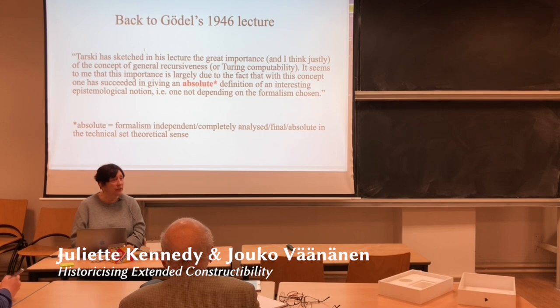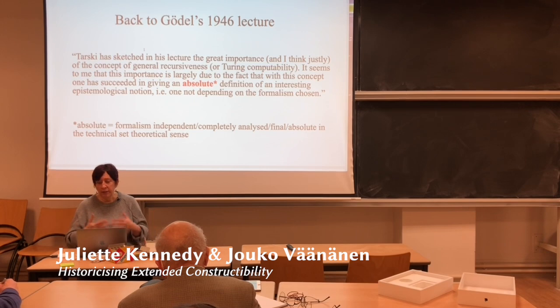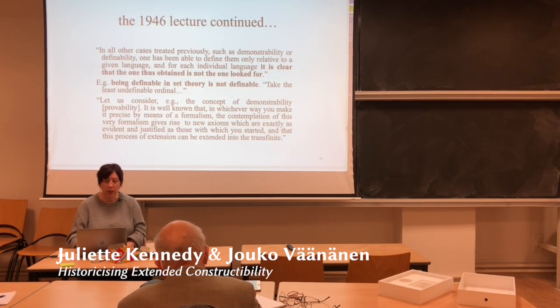Now let's go back to Gödel's '46 lecture. I started out reminding you of the first sentence. He praises Turing computability. He says that the definition Turing gave was an absolute notion, that is to say, formalism independent. So that's textually there. Completely analyzed, final, also absolute in the technical set theoretical sense. Gödel is using the word absolute in different ways at different times. He continues by saying, as far as provability and definability are concerned, it's clear we haven't found these absolute notions. Being definable in set theory is paradoxical: take the least definable or undefinable ordinal, you've just defined it. And of course, for what he called demonstrability or provability, you have the incompleteness theorems. So we haven't got absolute notions of.